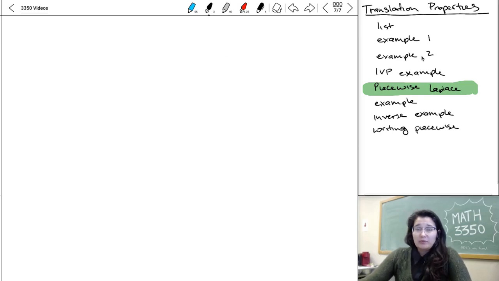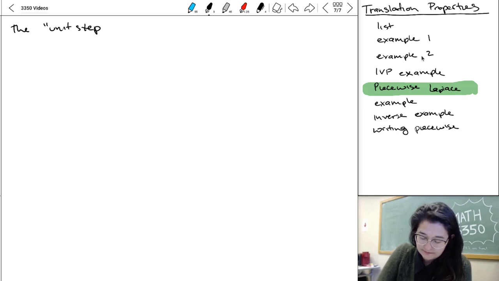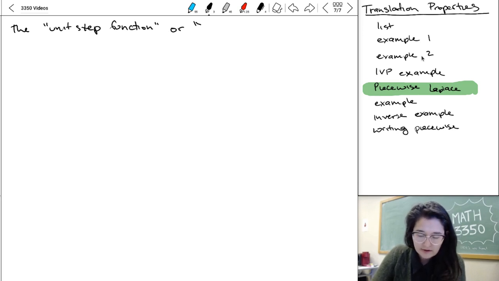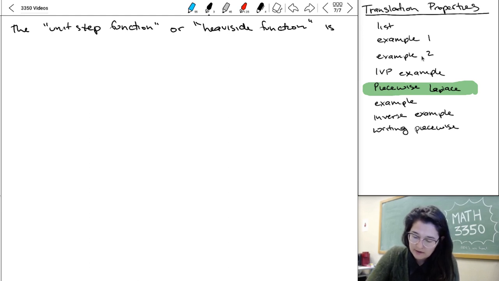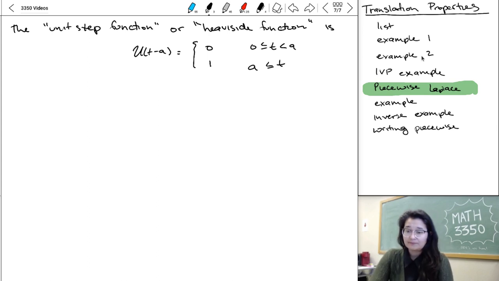So the second translation property that we had, not that F of s minus a stuff, used what's called the unit step function, or it's also called the Heaviside function. And it's that u of t minus a, which is given by 0 and 1, for 0 less than or equal to t less than a, and a less than or equal to t.